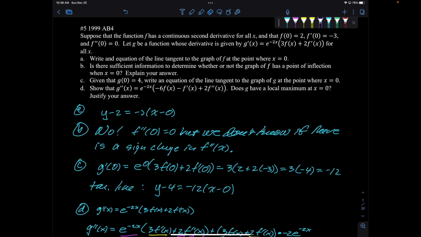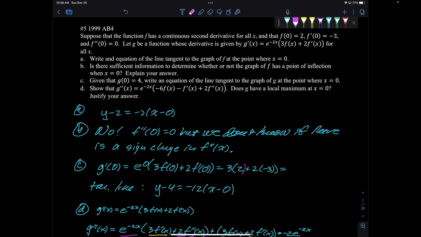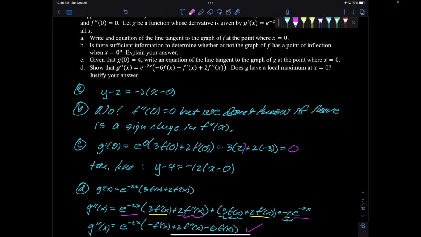3 times 2. So it's kind of interesting, you're watching, right? I messed up, and now I know that I messed up because the next question seemed to suggest that we should be doing something else, which is good. So we get 3 times 2, and then 2 times negative 3. Yeah, this is supposed to be 0, which means we actually get our tangent line is y equals 4.